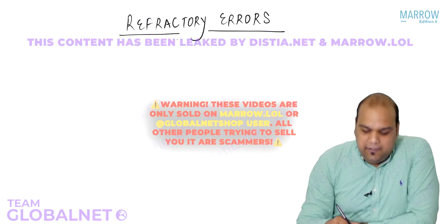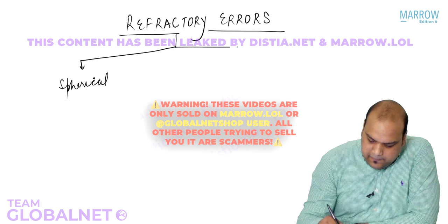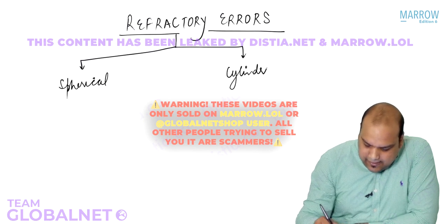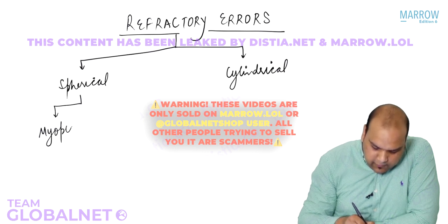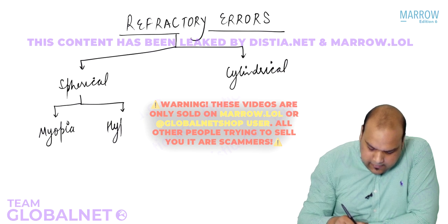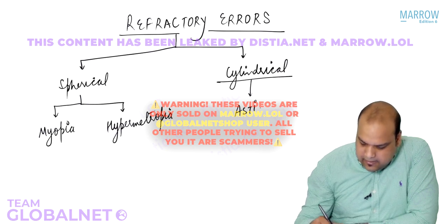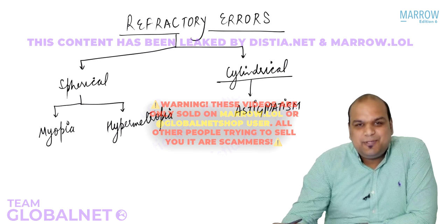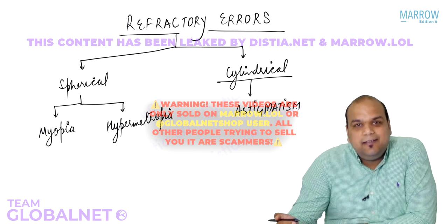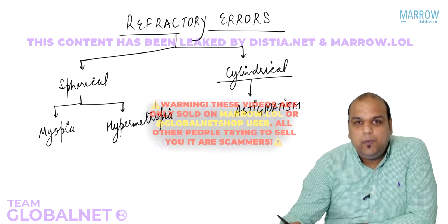Refractory errors, broadly saying, can be divided into two groups, everybody. They can be spherical refractory errors or cylindrical refractory errors. There are two spherical refractory errors which we should know, which we should have heard of: myopia and hypermetropia. Whereas the cylindrical refractory error is known as astigmatism. Am I clear, everybody? So these are the three main refractory errors that we want to study. Yes? We will start discussing myopia and hypermetropia, the spherical refractory errors, and then we will move on to astigmatism.